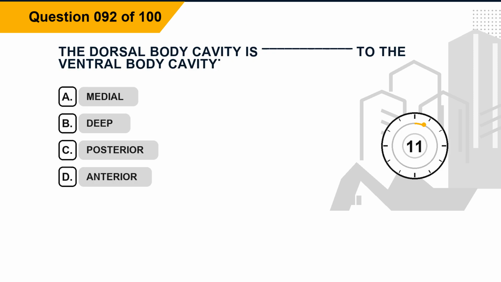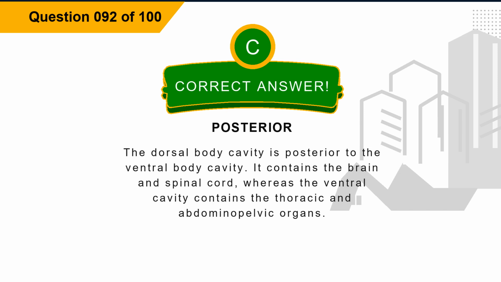Question 92. The dorsal body cavity is blank to the ventral body cavity. Option A, medial. Option B, deep. Option C, posterior. Option D, anterior. The correct answer is option C, posterior.